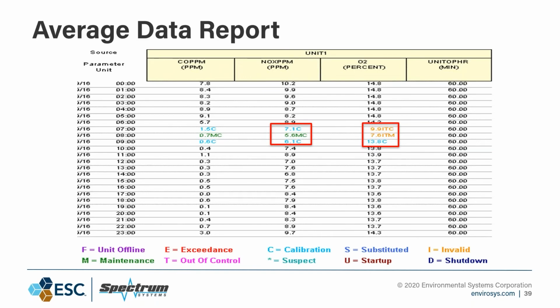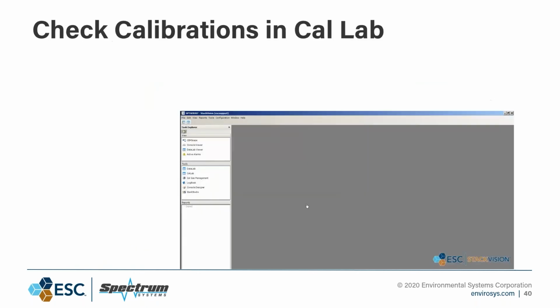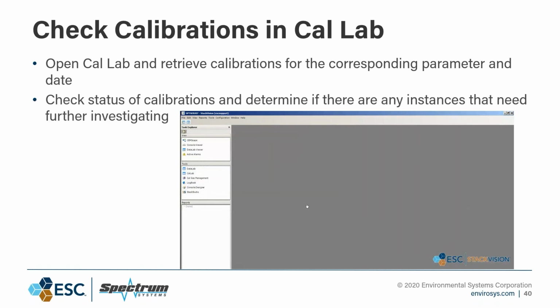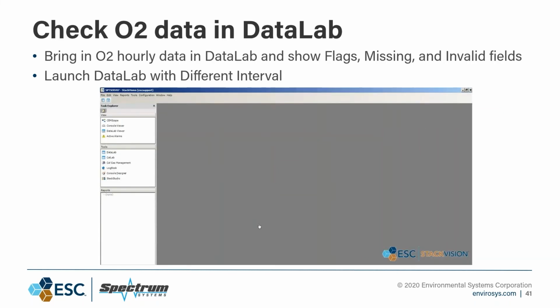One thing you can do to troubleshoot that is check your data and calibrations, in CalLab or in Data Lab. You can open CalLab to retrieve and look at the cal record, and check the status of the calibration. Then you bring your O2 data in Data Lab, bring up the hourly data, show the flags and missing and invalid fields, and launch it with a different interval.